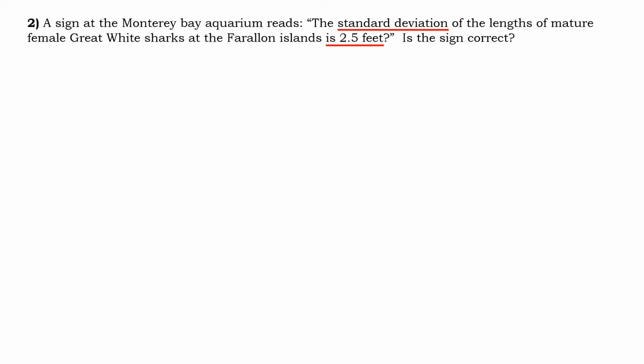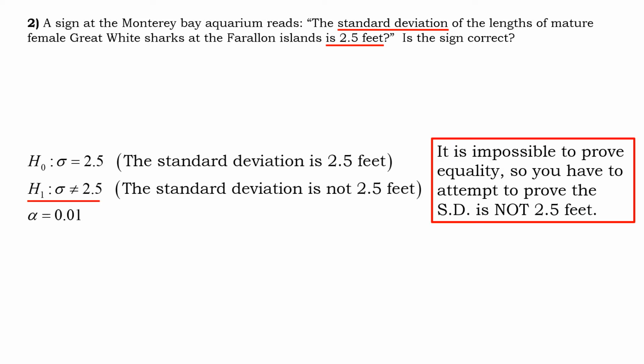Okay, so now here's where we have to be careful in creating our alternative hypothesis. So the alternative hypothesis here is going to be that sigma, the standard deviation of the population, does not equal 2.5 feet. And we have to do this because it is impossible to prove equality. Okay, so there is no sample that would prove to me beyond a reasonable doubt that the standard deviation of all the sharks is 2.5 feet.